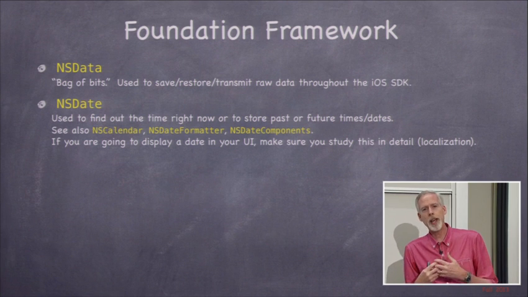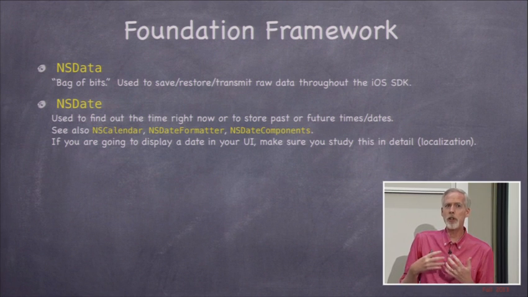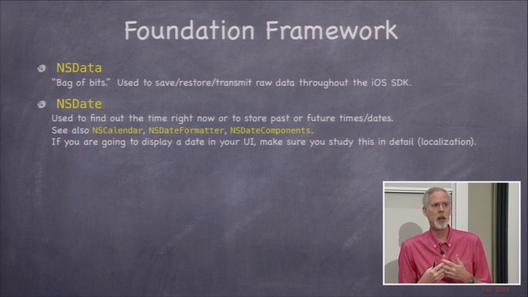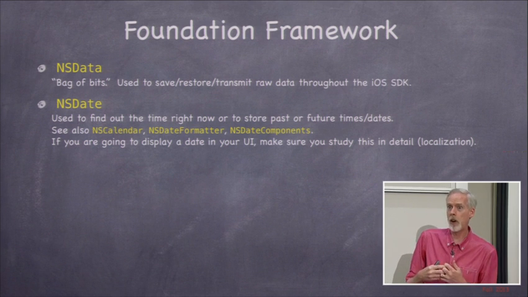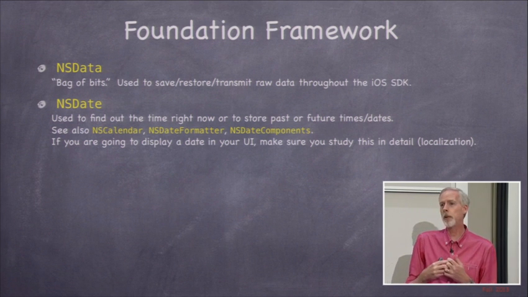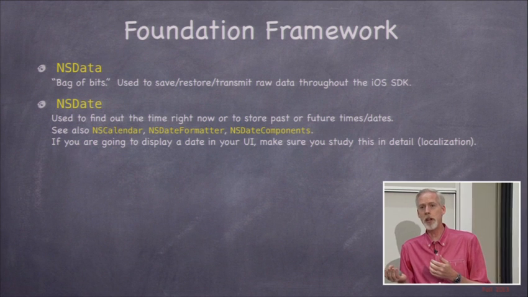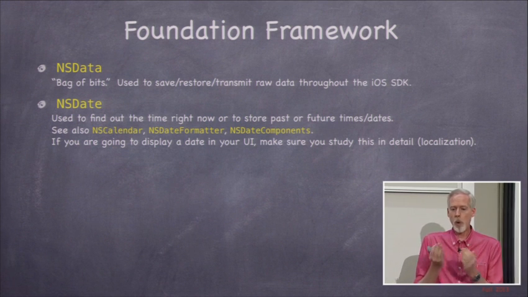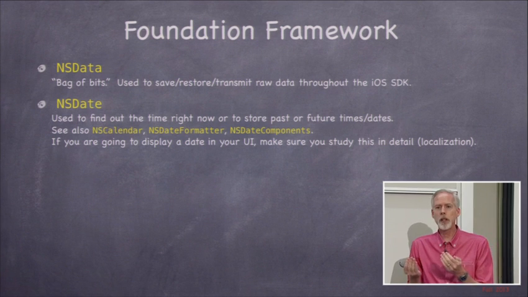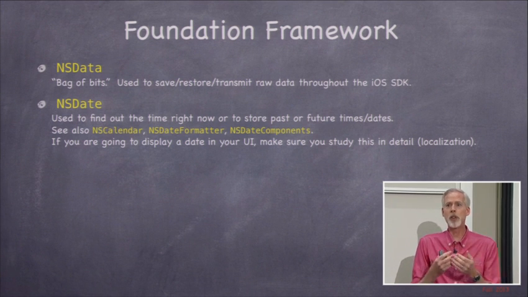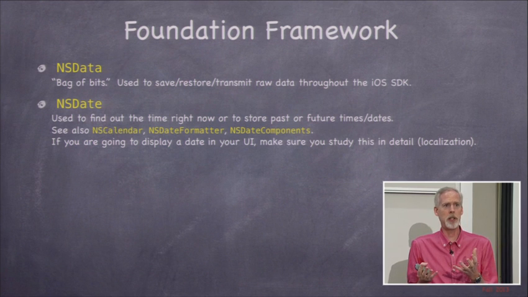One thing to think about with NSDate: if you're going to put a date in your UI, you've got to know what you're doing. Why is that? Because dates vary dramatically all around the world. And I'm not just talking about French, where the month names are different, but the order of whether the month comes first or the day comes first varies. Some locales don't even use the same calendar as we use.